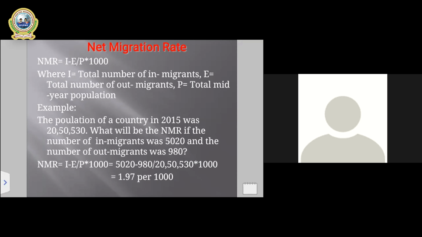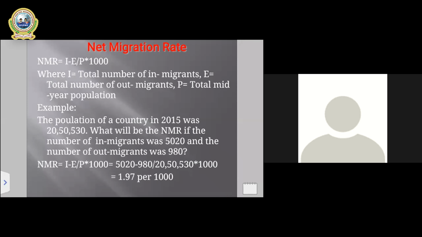Now for the solution, to calculate NMR we have to put in the formula. The formula is I minus E, divided by P, multiplied by 1000. My dear students, once again, you can see the example. What is the total number of incoming population? In migrants was 5,020, right? And minus E means out migrants. Out migrants was 980. You can see in the question paper. So once again, I want to repeat I minus E.